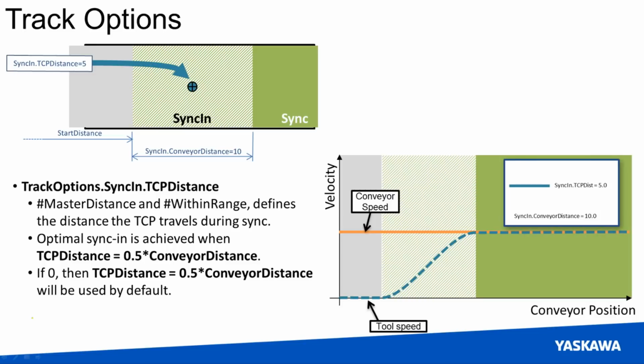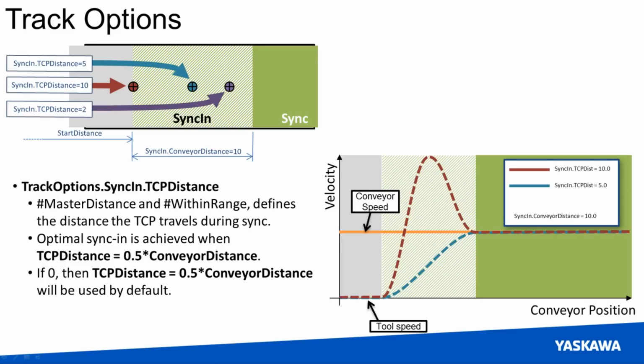If I start farther back, it's perfectly allowable, but of course, because it's starting from a dead stop and the conveyor has been moving the entire time, that means we are going to have to overspeed in order to catch up with the conveyor. At the end of the sync zone, we will still be at the conveyor speed. It's just that we're going to have to move faster than the conveyor to get there. The third option is if we have a short TCP distance. So here, my TCP distance is 2.